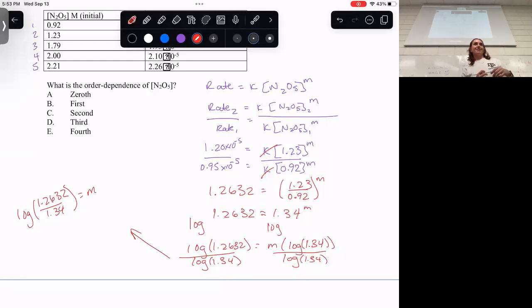Is that base 10, right? It's assumed base 10, but you don't have to include base 10 when you plug that into your calculator. Yep. Then you can do log of 1.2632 divided by 1.34. Yeah, well, it's the log of.